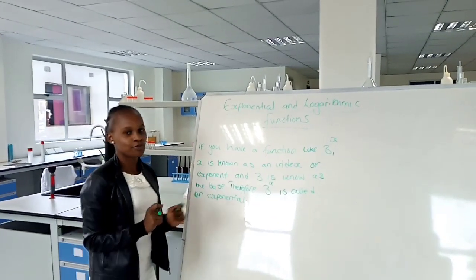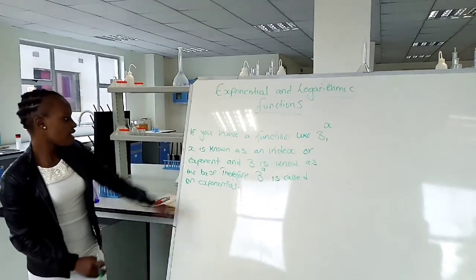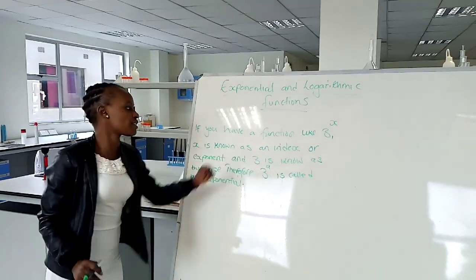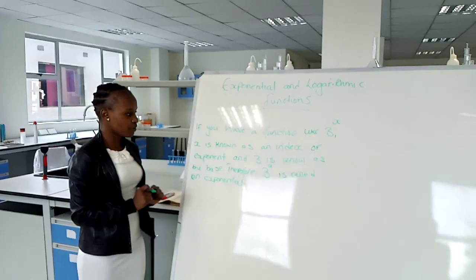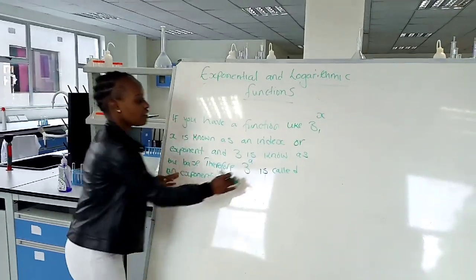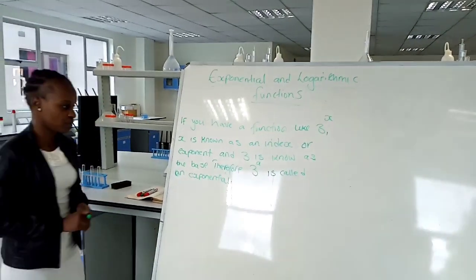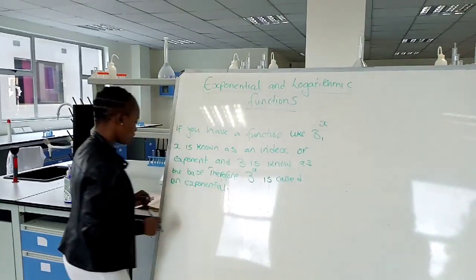Now that we know what an exponential is, if you have a function like 3 to the power x, then this x which we have is known as the index or the exponent. And this 3 which we have is known as the base. Therefore, 3 to the power x is the one that is called an exponential. Is that fine? So let us continue.